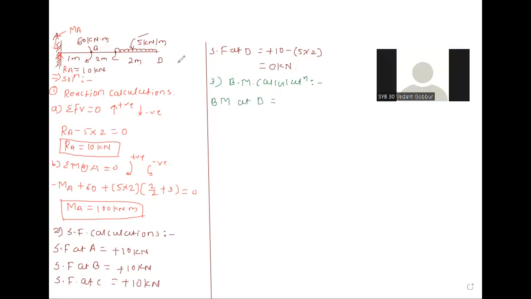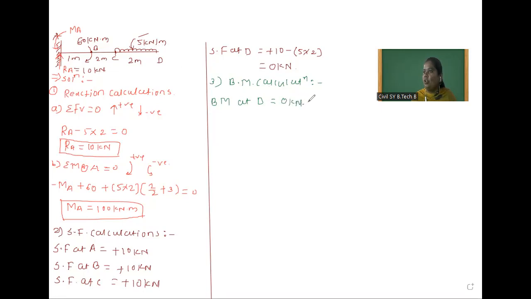0. Why is bending moment at D 0? Because load is there, but the perpendicular distance is 0. So bending moment at D is 0 kilonewton meter. After that, we will calculate bending moment at C.